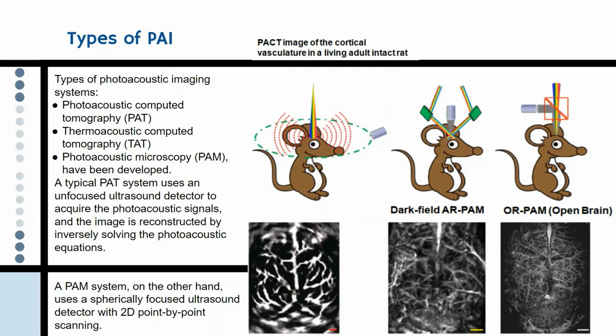And now I'm gonna talk about the types of PI. There are three types of photoacoustic imaging systems. Photoacoustic computed tomography, also known as PACT or TAT, and photoacoustic microscopy, PAM, have been developed. A typical PACT system uses an unfocused ultrasound detector to acquire the photoacoustic signals, and the image is reconstructed by inversely solving the photoacoustic equations. A PAM system, on the other hand, uses a spherically focused ultrasound detector with 2D point-by-point scanning.